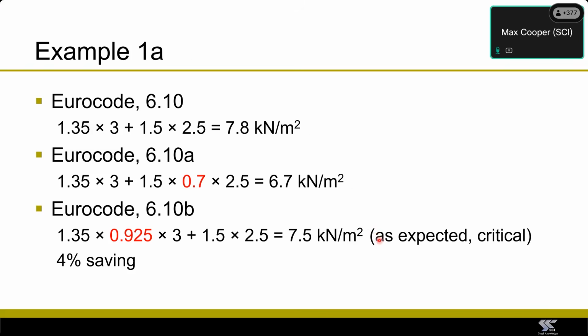And therefore, when we combine the worst case out of 6.10a and 6.10b, we see that we have a 4% saving compared to if we just looked at 6.10 alone. So it's not a huge case in this instance. If we looked at a structure that had a higher proportion of its load as the permanent actions, or higher dead weight, we would find a slightly greater reduction. But as I mentioned before, it's 4%.